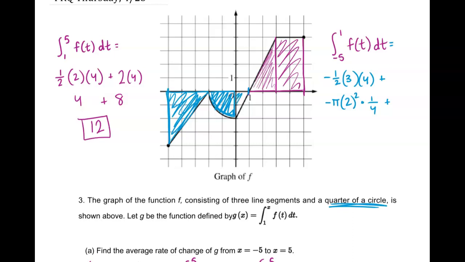plus, and then we have this itty-bitty triangle. And so it's not that itty-bitty, but smaller than other triangles. Again, below the x-axis, so it's -1/2 times a base of 1 times a height of 2. So we end up with -1/2 times 3 times 4 is -6. -pi times 2 squared times 1/4. Well, 2 squared is 4 times 1/4 is 1, so it's -pi. 2 times 1 times 1/2 is 1, so -1. So we end up with -7 minus pi.